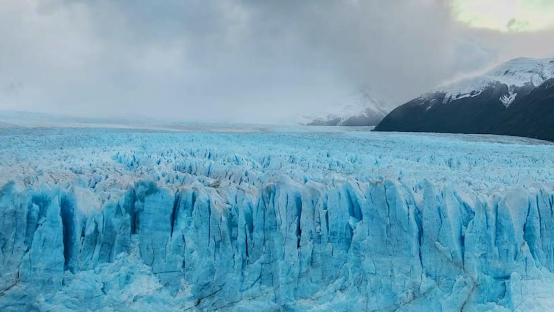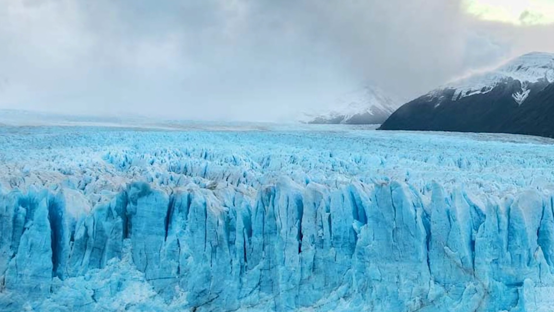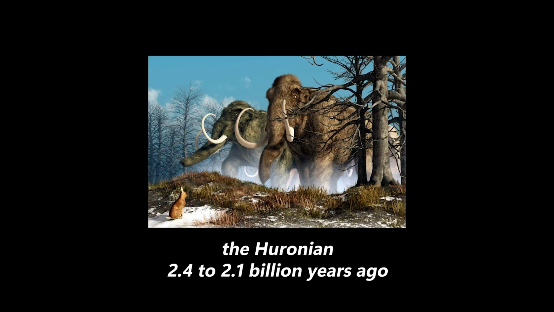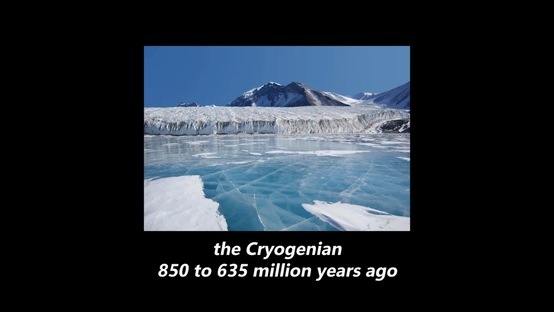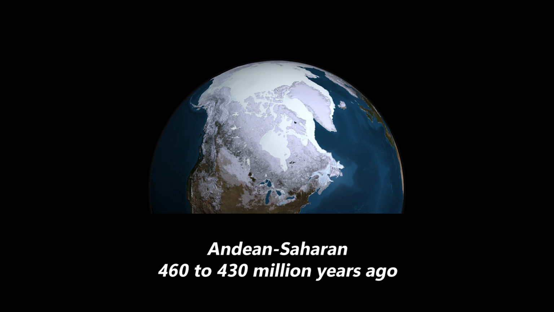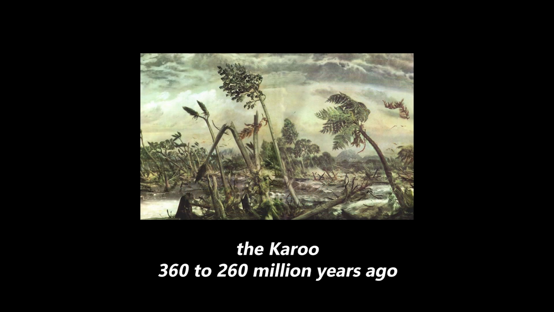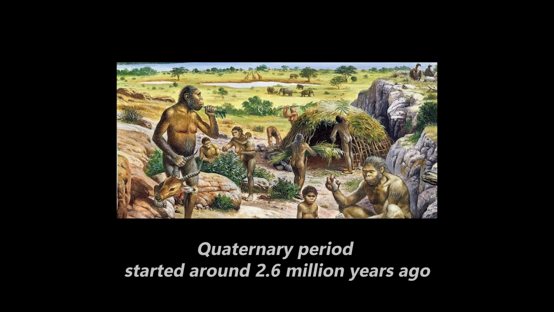Throughout Earth's geological history, scientists have identified 5 major ice ages. The Huronian, occurring from 2.4 to 2.1 billion years ago. The Cryogenian, 850 to 635 million years ago. The Andean-Saharan, 460 to 430 million years ago. The Karoo, 360 to 260 million years ago. And the ongoing Quaternary period, which started around 2.6 million years ago.